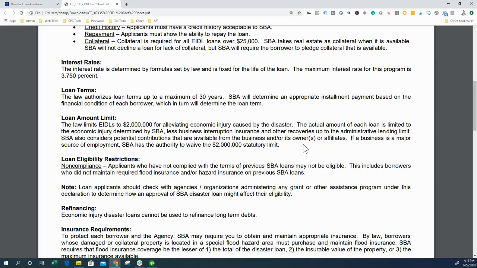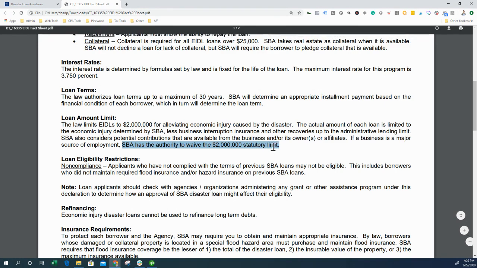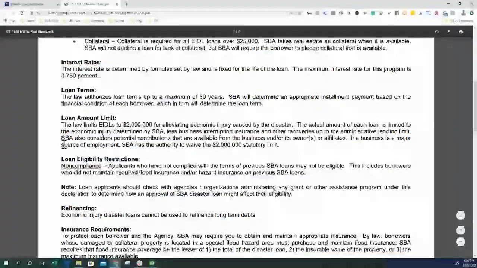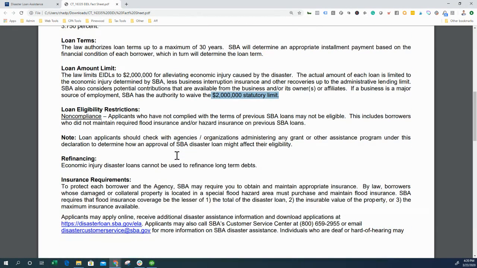So if a business is a major source of employment, the SBA has authority to waive the $2 million limit as well. So that means they can actually break the $2 million limit and give you more if you're a major source of employment. So if you are employing dozens, if not hundreds of people, and you absolutely need this loan, they can lend more than $2 million to you. So keep that in mind.